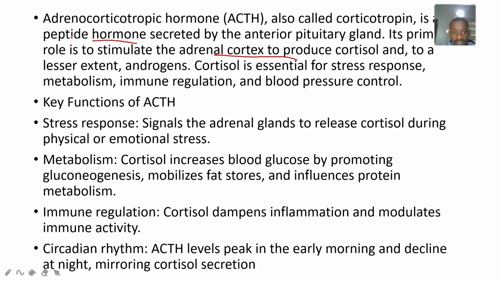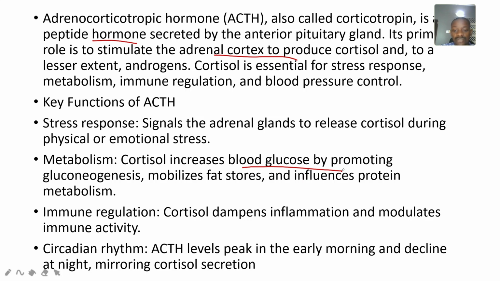Key functions of this are, first, stress response. It signals the adrenal glands to release cortisol during physical or emotional stress. Second, metabolism. The cortisol increases blood glucose by promoting gluconeogenesis. It also mobilizes fat stores and influences protein metabolism, so it makes production of glucose probably also from non-glucose sources.